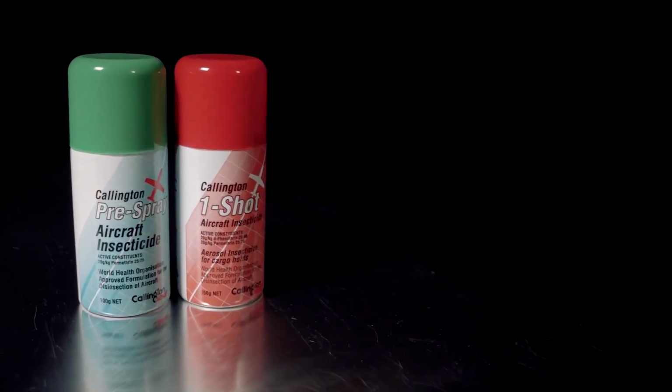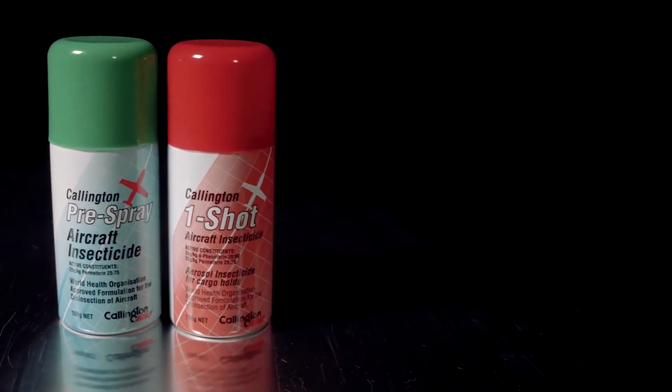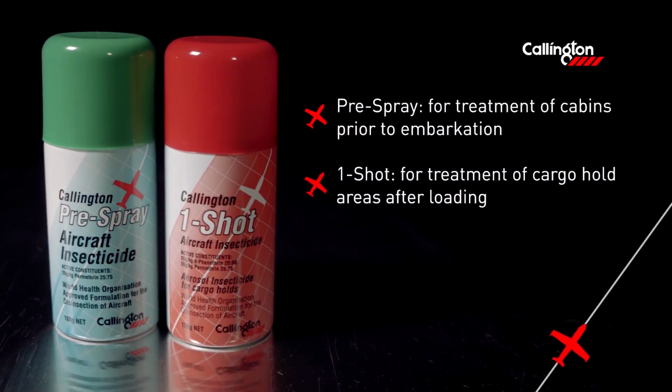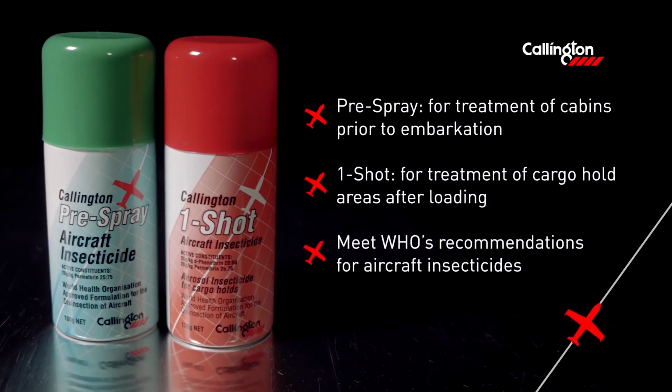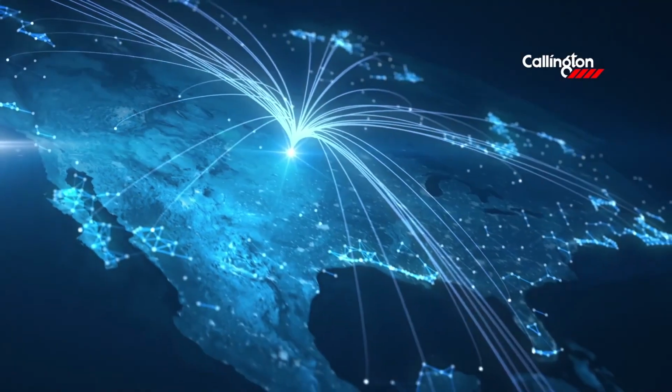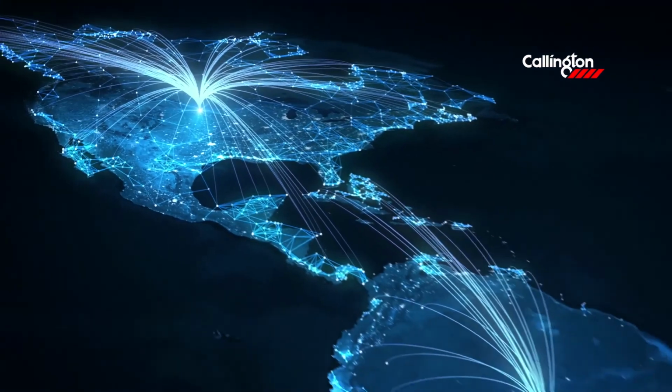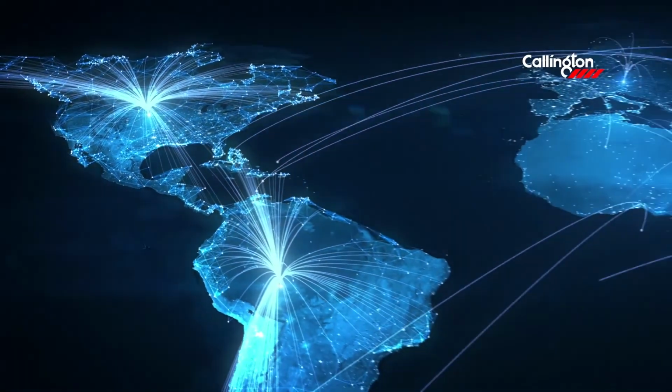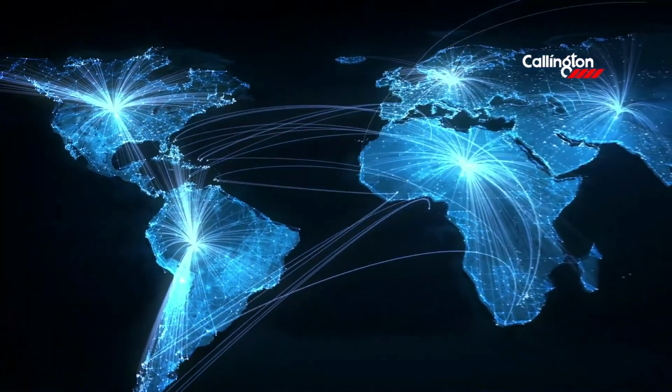Carlington Pre-Spray and One Shot are non-flammable and contain a non-CFC propellant. Approved for use in aeroplanes, both sprays meet the World Health Organization's recommendations for aircraft insecticides. Carlington provides worldwide technical support for aircraft disinsection and is equipped to supply disinsection products to airlines across the globe.